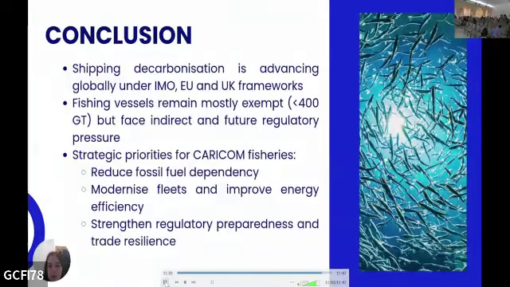In conclusion, shipping decarbonization is advancing rapidly at the international, regional, and national levels. While fishing vessels remain mostly exempt, the pressure to decarbonize is indirectly increasing. For CARICOM fisheries, the strategic priorities should be reducing dependence on fossil fuel, modernizing fleets and improving energy efficiency, and strengthening regulatory preparedness and resiliency in international trade.